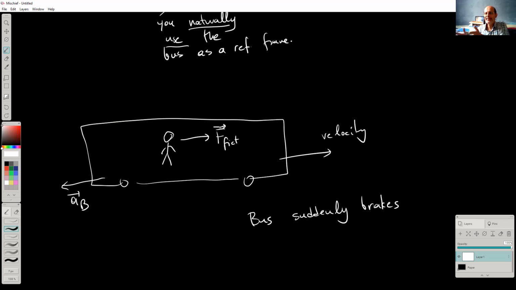Or the bus is taking a turn, let's say the bus is turning left, in which case the acceleration of the bus is in the leftward direction. And so as a result, the fictitious force should be in the rightward direction. Right, let's talk about this later. Let's take a break in here.